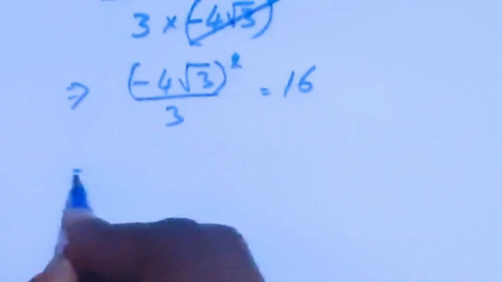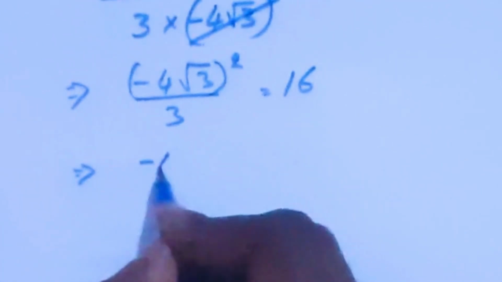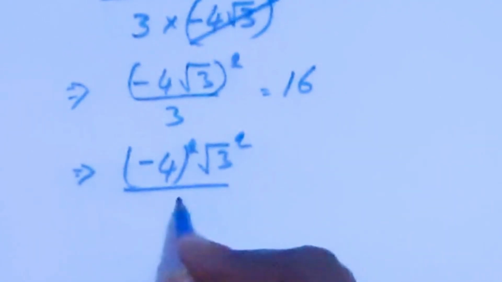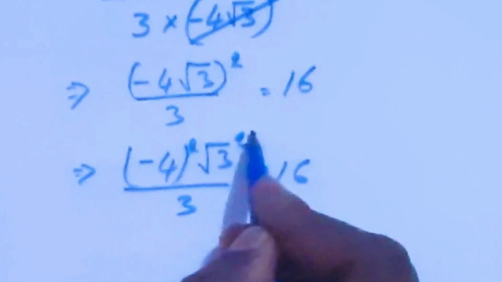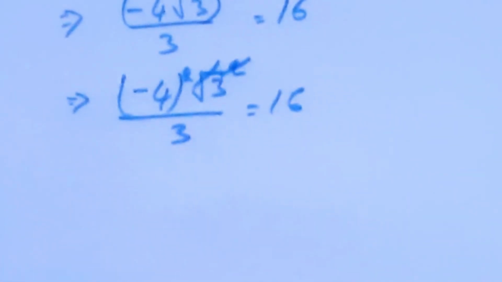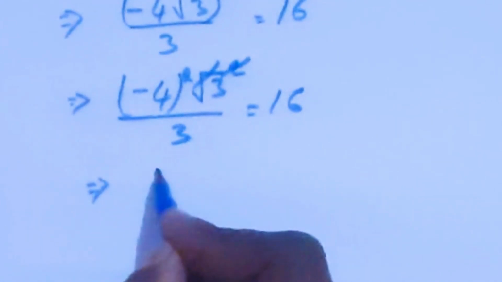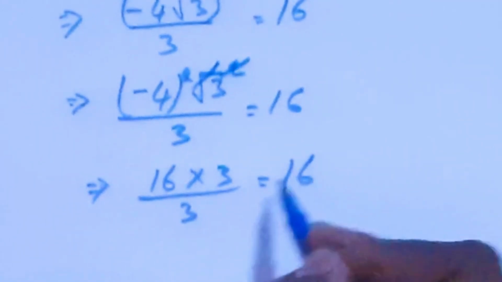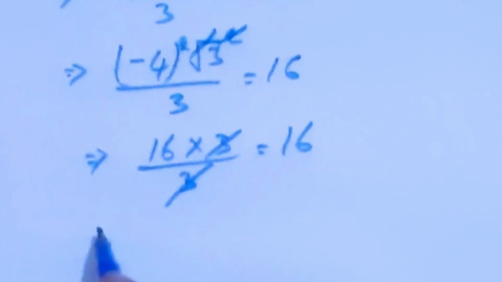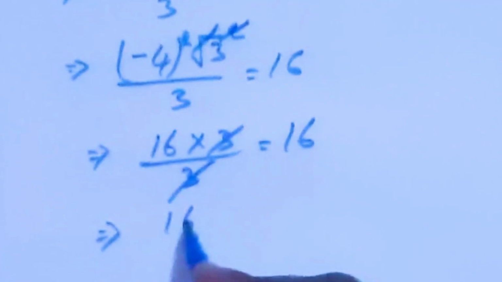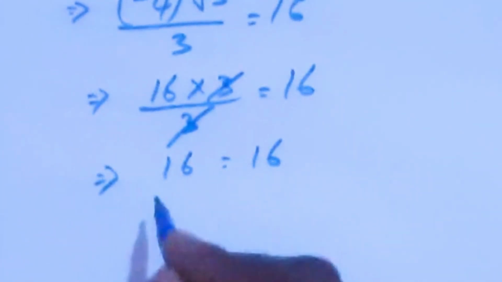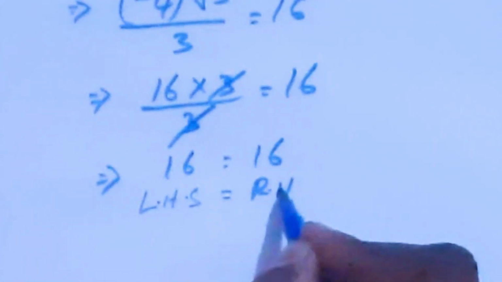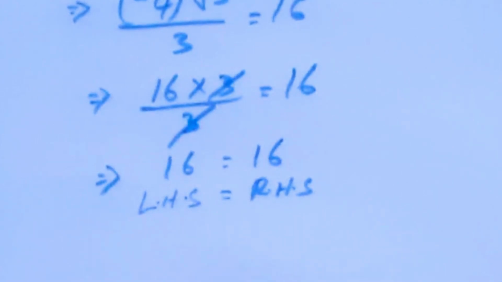Now (minus 4) whole square times square root of 3 square by 3 equals 16. Now this square and square root will cancel each other. Now we have 16 times 3 by this 3 equals 16. Now this 3 cancels this 3. So we have 16 equals 16 for C2. So LHS equals RHS. This is also verified.